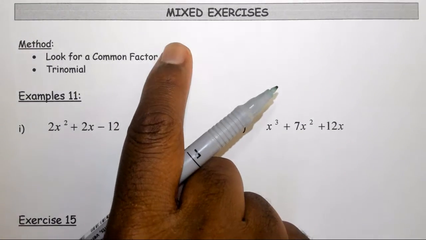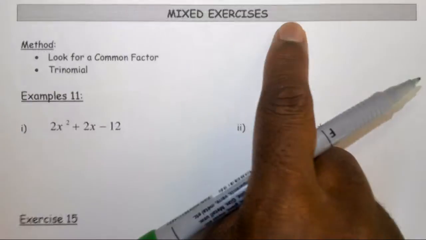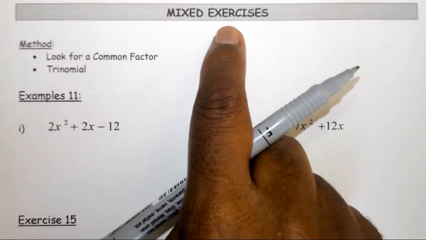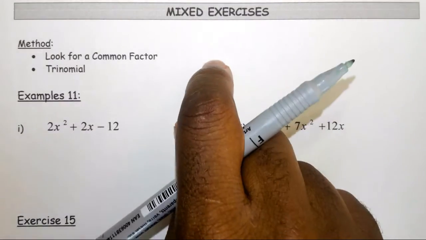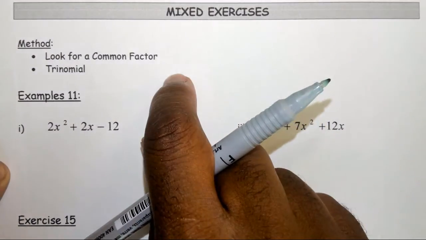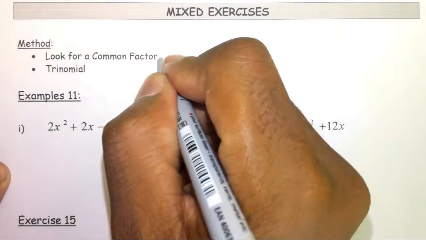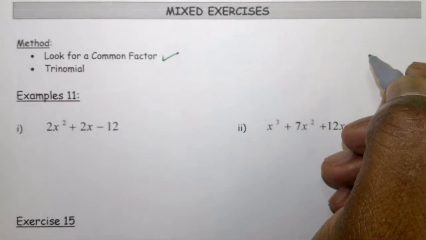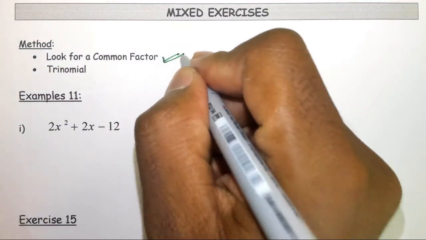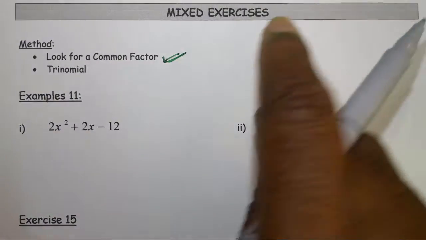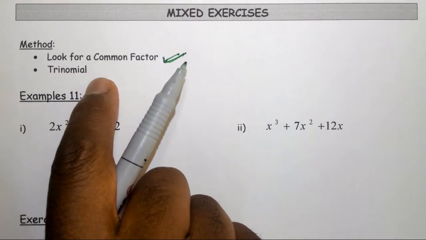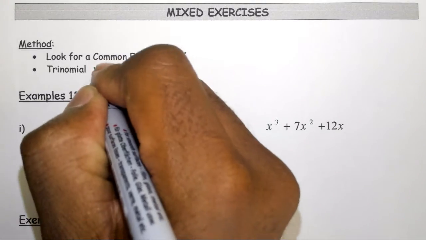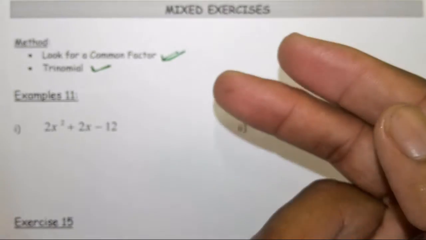Okay, now let's look at some mixed exercise problems. So when you factorize, the first thing, guys, that we encourage you to do is look for a common factor. Then check whether you can factorize further. For the examples below, it might be a trinomial, but it can be any kind of factorization.